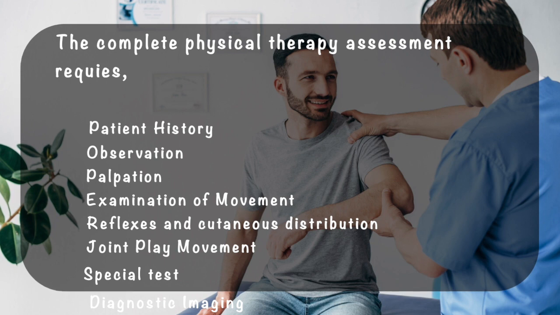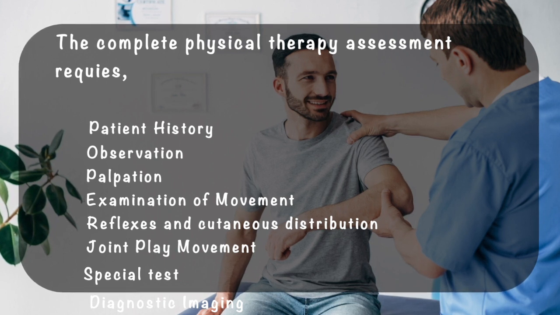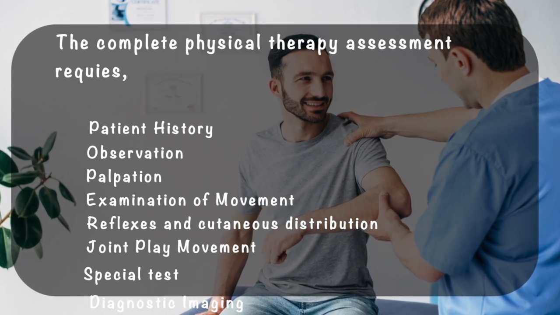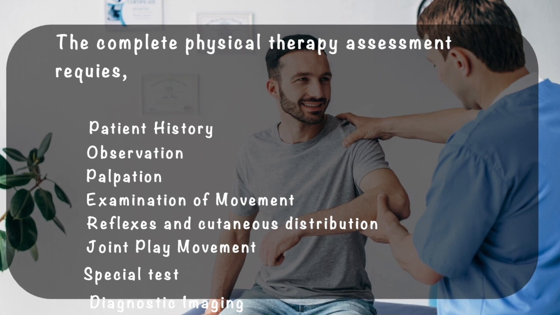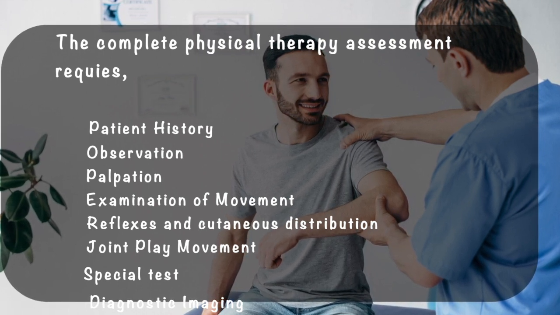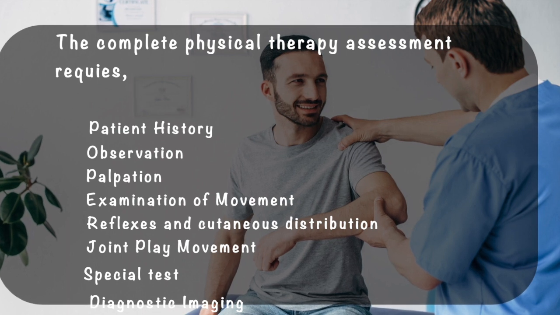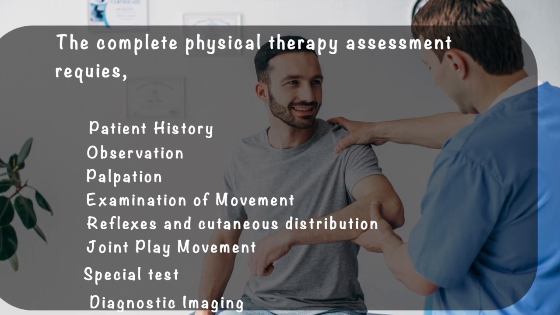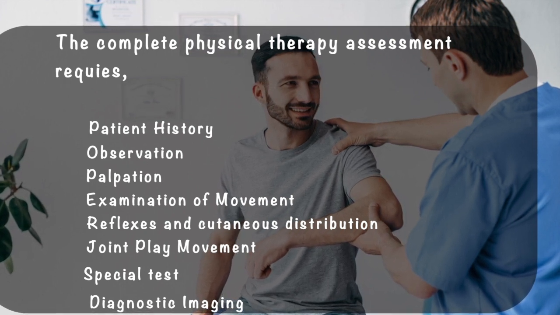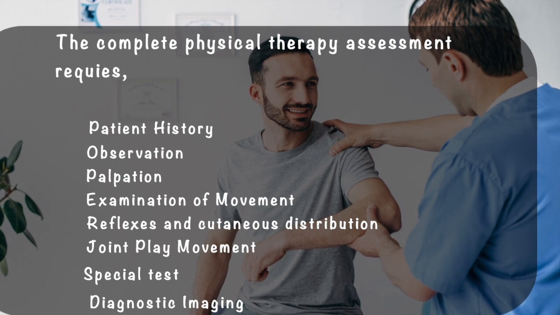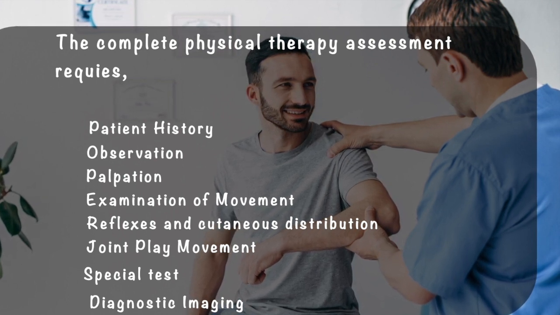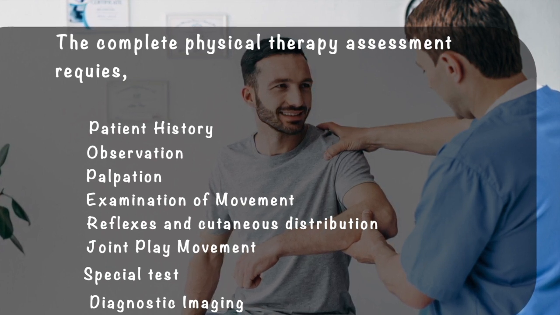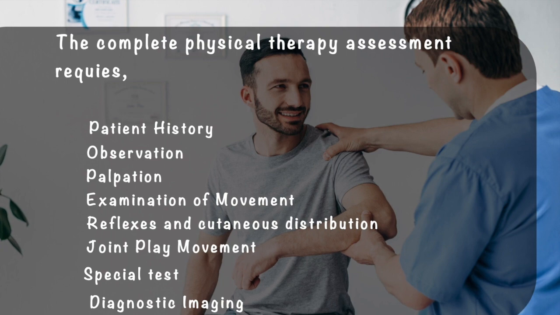You know that complete physical therapy assessment requires patient's history, which is the part of subjective assessment, and we have already discussed it. Then observation, palpation, examination of movement, reflexes and cutaneous distribution, examination of joint play movement, performing special tests to confirm the diagnosis, and last thing is diagnostic imaging. Except history part, all the points from observation to diagnostic imaging are included in objective assessment.